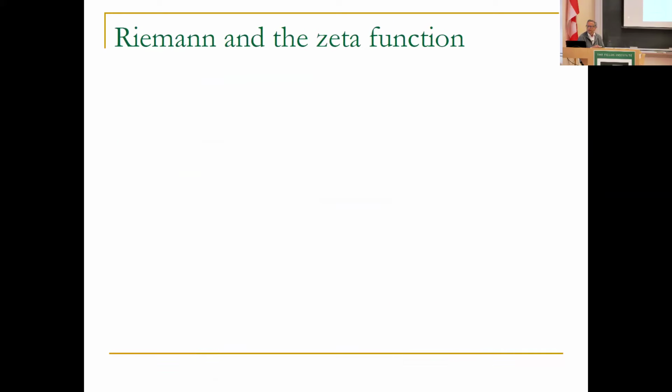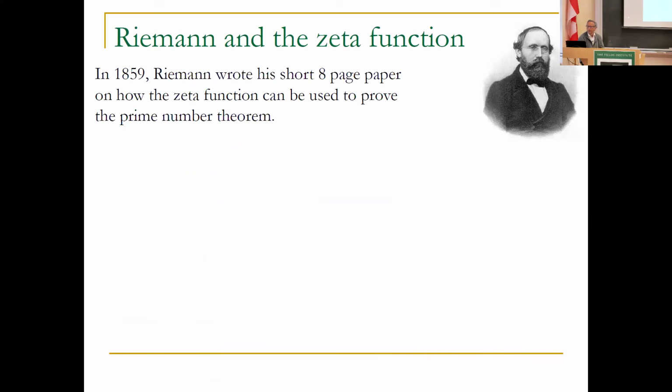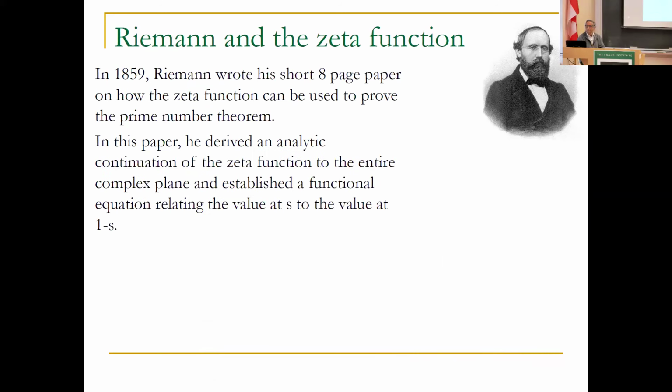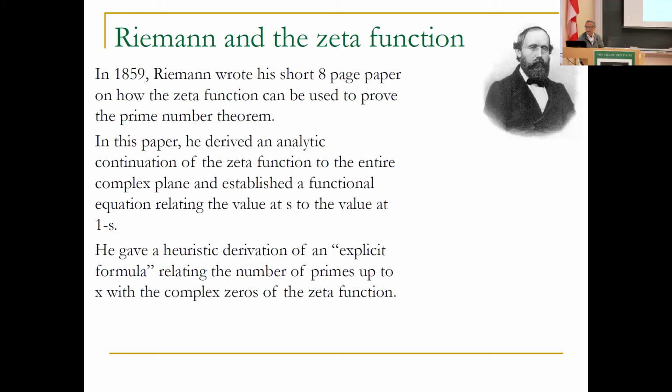So, Riemann and the zeta function. Riemann wrote an 8-page paper in 1859 on how the zeta function can be used to prove the prime number theorem. In this paper, he emphasized the fact that it has to be studied as a function of a complex variable. He established analytic continuation and a functional equation relating the values at s and 1 minus s. And he even gave an explicit formula relating the number of primes up to x to the zeros of the zeta function.